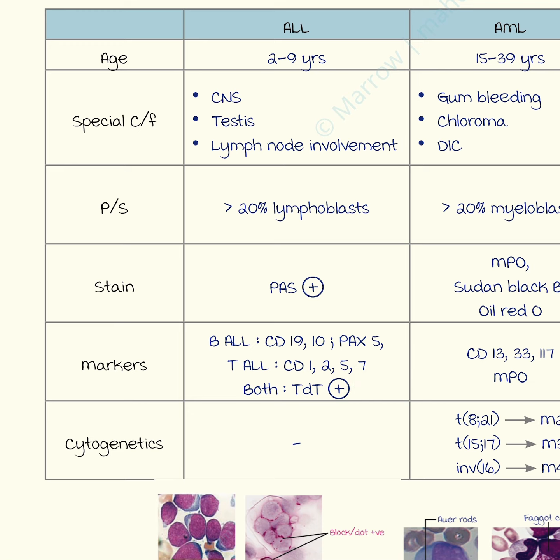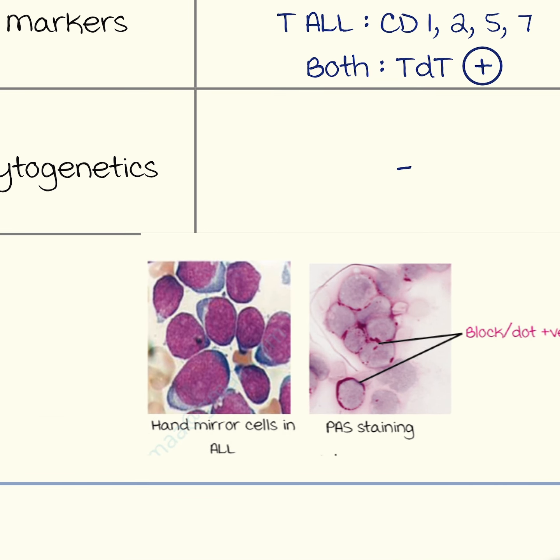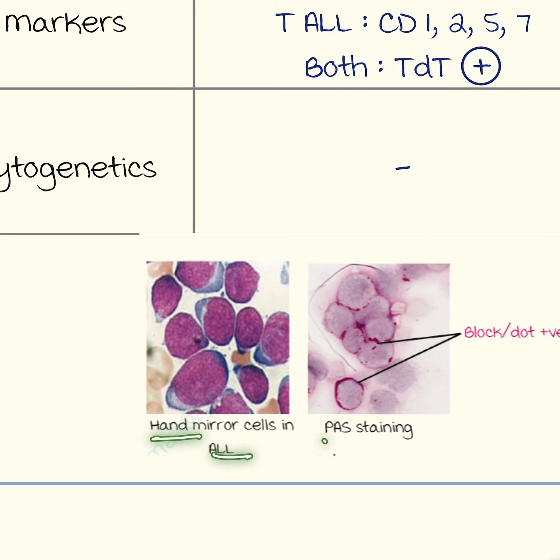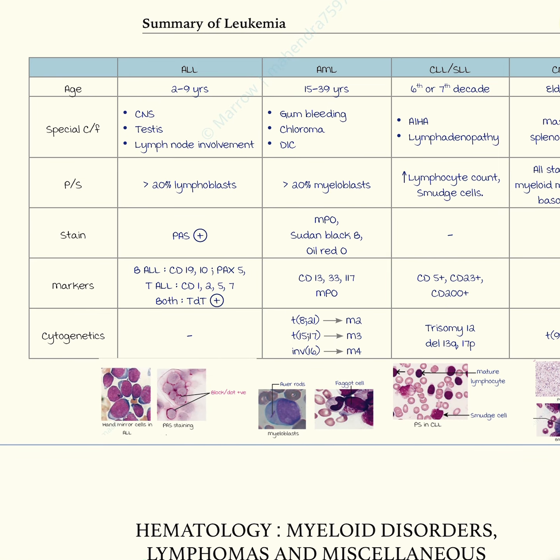Now the cytogenetics. If I show you the peripheral smear, there are hand mirror cells, and the PAS staining is positive, with black dots positive. So basically, this is about ALL.